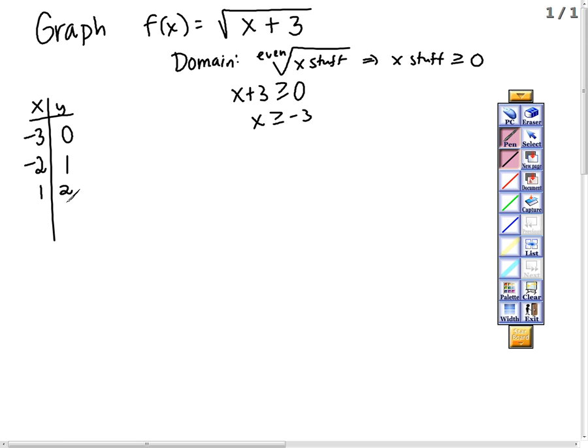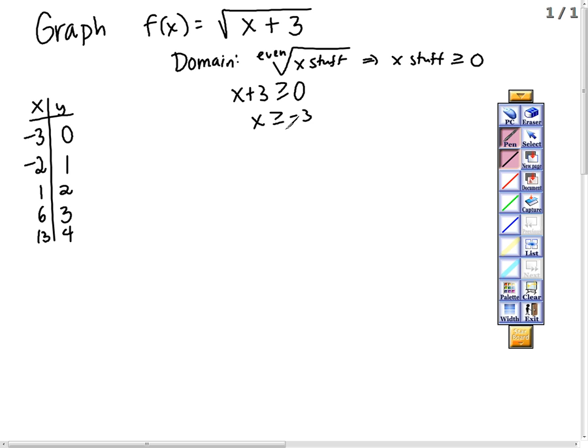Now I want the inside to equal 9, so let me put in a 6. 6 plus 3 is 9. Square root of 9 is 3. And so on, I could go further. I could make this square root of 16. I could put 13. So square root of 13 plus 3, that's square root of 16, which is a 4, and so on. Let's go ahead and plot this.